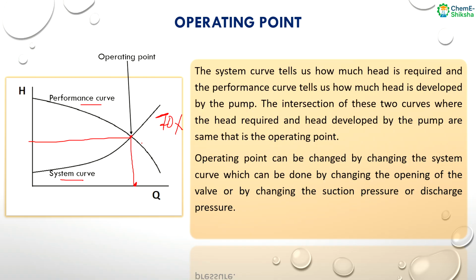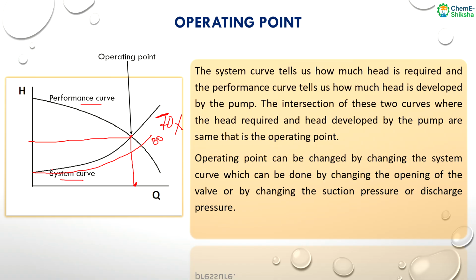I am again repeating the same thing: as we increase the opening of the valve, we know that across the valve there will be some head loss or pressure loss. As we increase the opening of the valve, the head loss or pressure loss across the valve decreases. So the head requirement in the system also decreases. That's why if we increase the valve opening from 70% to, let's say, 80% or 90%, the system curve will move to, let's say, this point. So this is the system curve corresponding to, let's say, 80% valve opening.